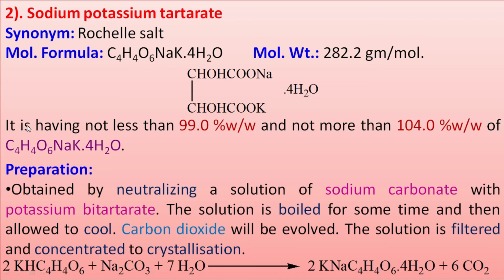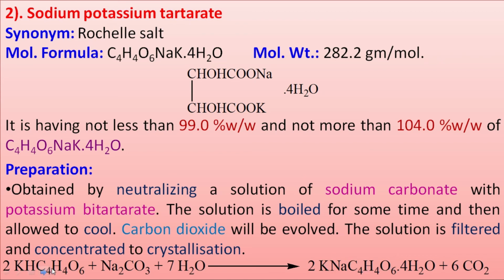Limits for purity. It has not less than 99% W/W and not more than 104% W/W of C4H4O6NaK·4H2O. Now preparation. It is obtained by neutralizing a solution of sodium carbonate with potassium bitartrate. This is potassium bitartrate. The mixture of this solution will be boiled for some time and then allowed to cool. In this reaction, carbon dioxide will be evolved. The obtained solution is filtered and concentrated so that pure crystals of sodium potassium tartrate will be obtained.